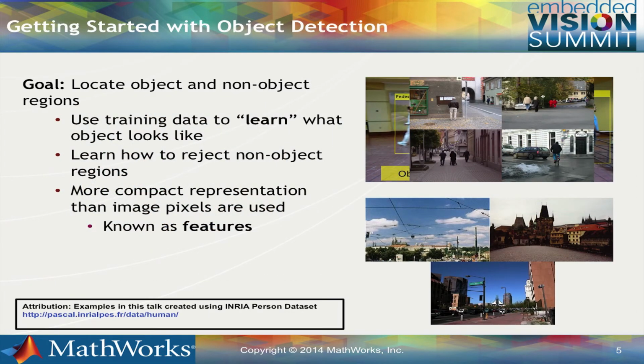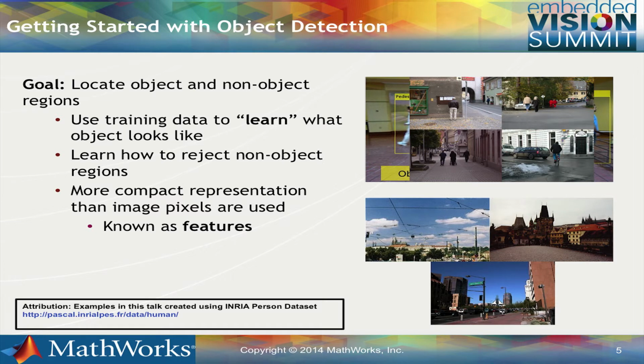So I wanted to take a second to give some credit. As part of this talk, I created a pedestrian detector as the examples and to create data for this talk. To do that, I used the INRIA person dataset, which is a great dataset for pedestrian detection. So the goal of an object detector is, given an image, you want to locate the object and non-object regions. In this image here, I want to figure out which pixels belong to the pedestrians and which pixels do not. Those two bounding boxes there are my object regions.